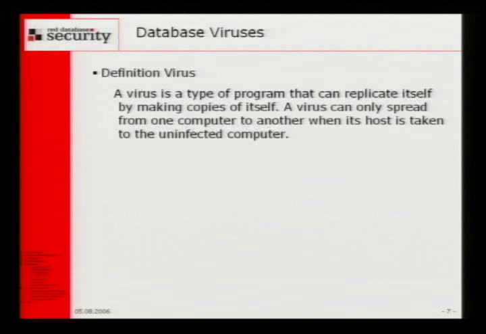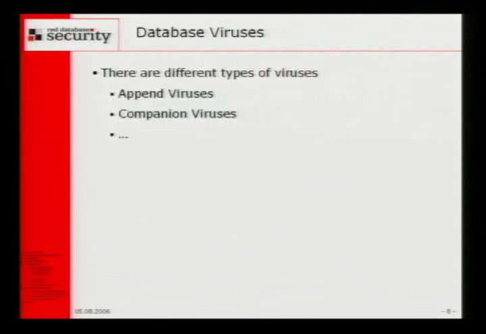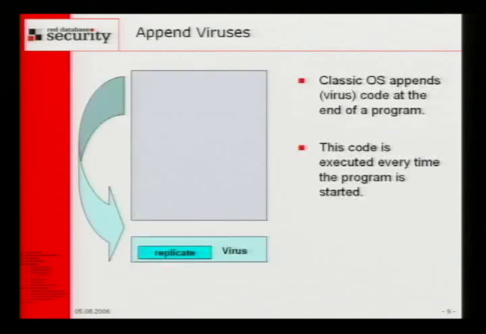Everybody here in the room knows, okay, viruses replicate themselves. And we have different types of viruses. We have append viruses, companion viruses. So if we start in the beginning, 15, 20 years ago, the classical append virus in the operating system world looked like this. We had our executable code, and then we append the virus code at the end, and we jump from the beginning to the end, execute the code, and then jump back.